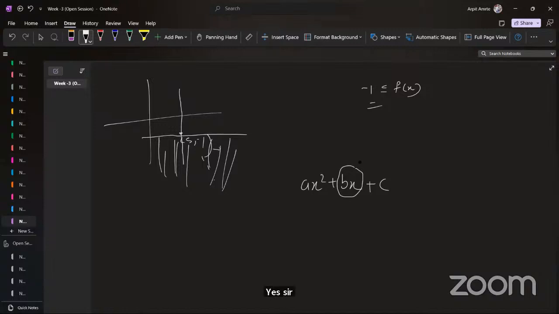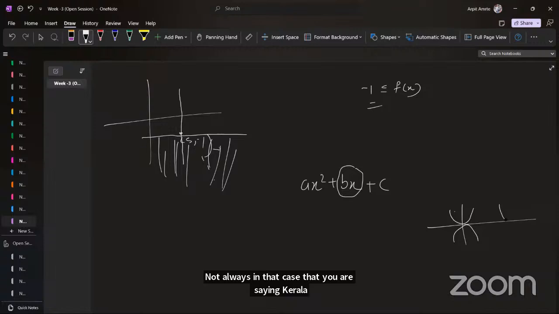Minus b by 2a is the intersection point of the axis of symmetry and the parabola? No, not always. In that case that you are saying, Kiran, this is only for this value or this value. There is a possibility that you are getting it like this.